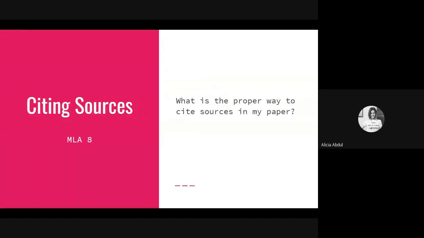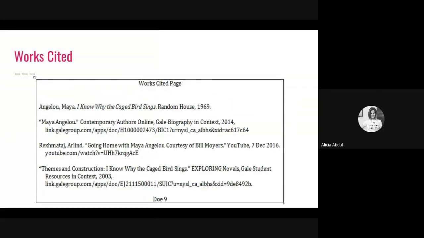So the first thing we're going to talk about is citing sources and the proper way to cite sources in any research paper. I'm going to start with the Works Cited page. This is the last page of your research paper. It is all by itself, and it includes an alphabetical listing of all of the sources that you used. Notice that the words Works Cited page are at the top in the center, and at the bottom is my last name and the page number.